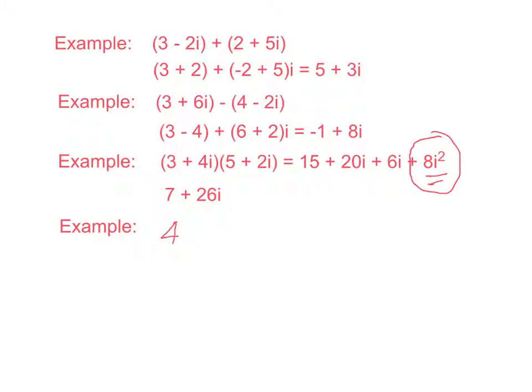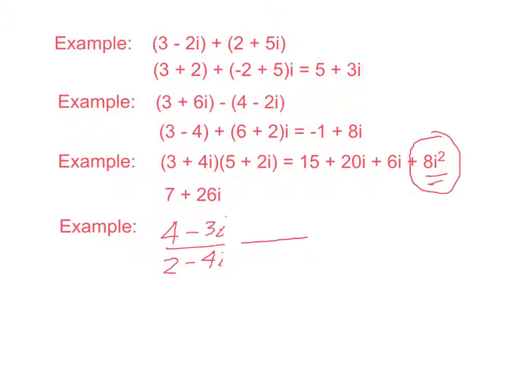minus 3i over 2 minus 4i. Now remember, it's non-standard to have i in the denominator, so I must multiply it by something to clear it. Well, if you remember radicals, we are going to multiply by the complex conjugate of the denominator.